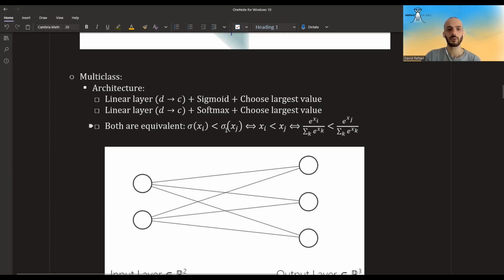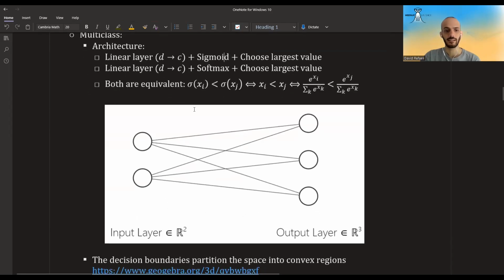And both are equivalent, right? Because if the sigmoid of one value is bigger than the sigmoid of another value, it only happens if this value is bigger than this value, but this also only happens if the softmax of this value is bigger than the softmax of this value. And if this is the largest value, it will also be larger than all of the others. So softmax and sigmoids are equivalent architectures.